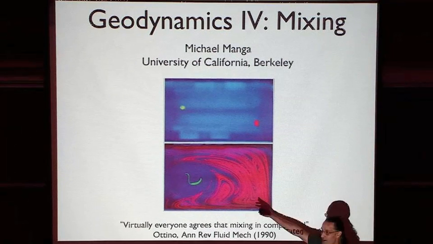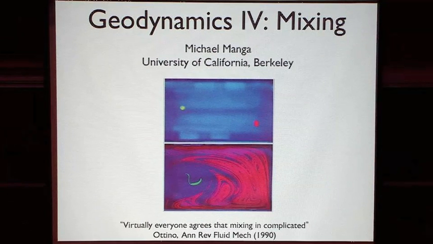I think the truly remarkable thing you see here is that for some reason, and some reason that we will try and understand, this green blob is almost undeformed. In contrast, the red region has been highly stretched and has sampled a large fraction of this volume. It's for this reason that when Julio Ottino wrote this review paper, he begins by writing, "Virtually everyone agrees that mixing is complicated."